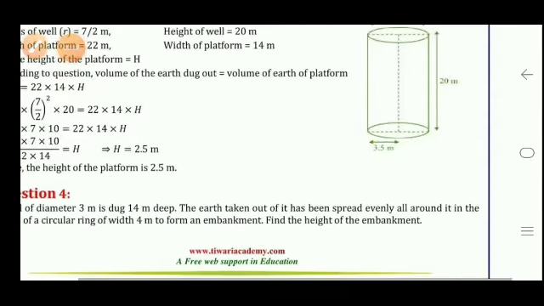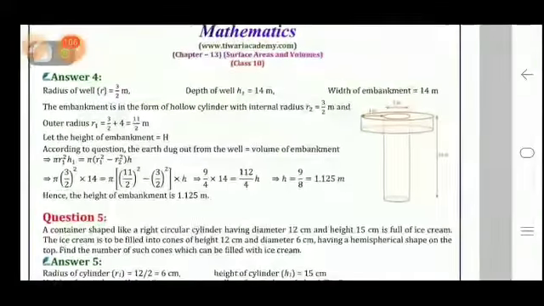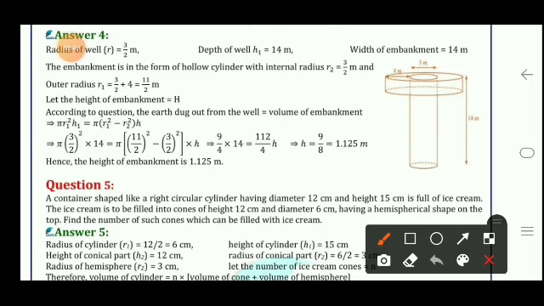Okay. So looking at this solution, understanding of the figure is more important. So just look here. The radius of the well R is 3 upon 2 meters, depth of the well H1 is 14 meters, and the width of the embankment is 4 meters.